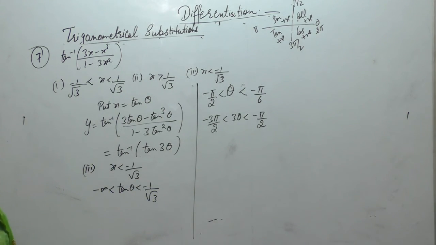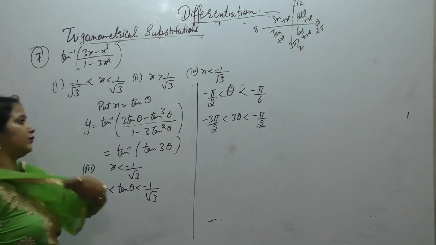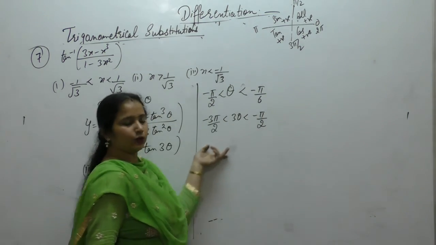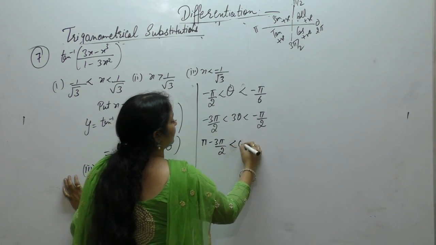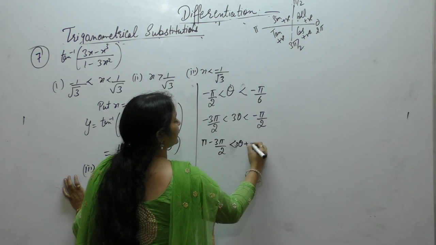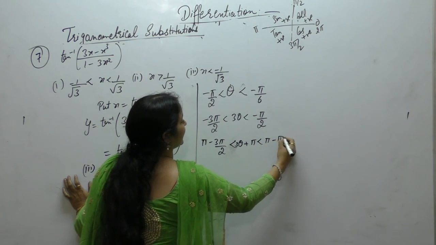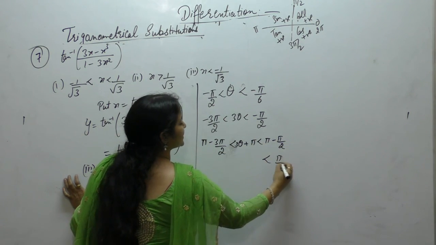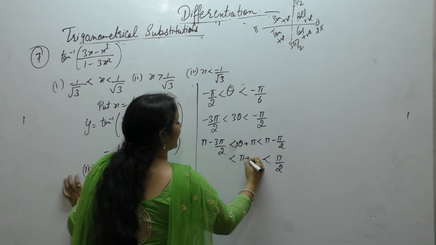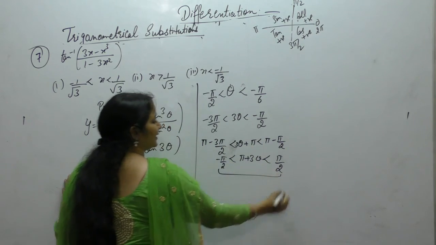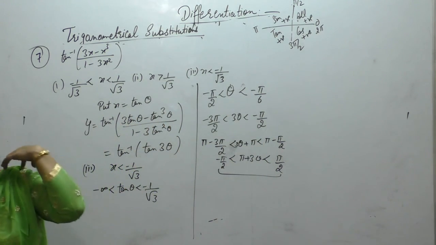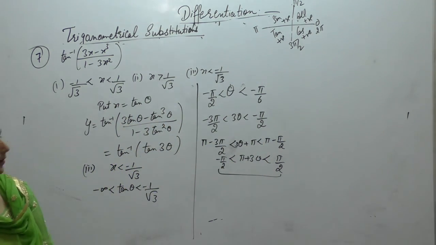Now we want the limits between minus pi by 2 to plus pi by 2. Here we want the term plus pi by 2. So what we will have to do? Add pi. 3 theta plus pi, pi minus pi by 2. 2 pi minus pi, pi by 2. Pi plus 3 theta, minus pi by 2. Now the limit lies between minus pi by 2 to pi by 2.